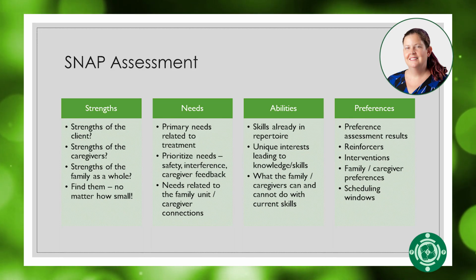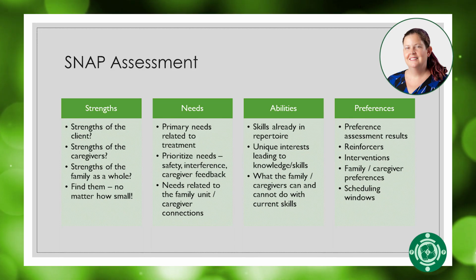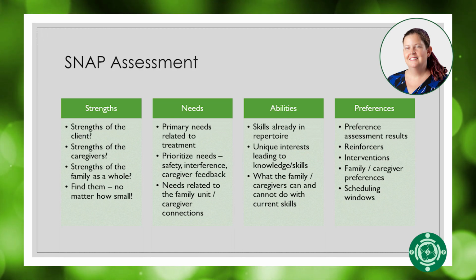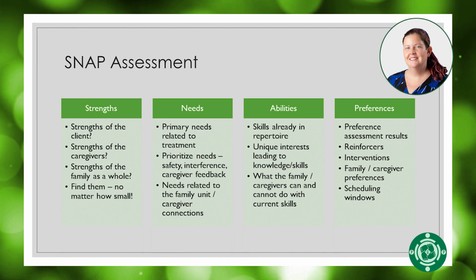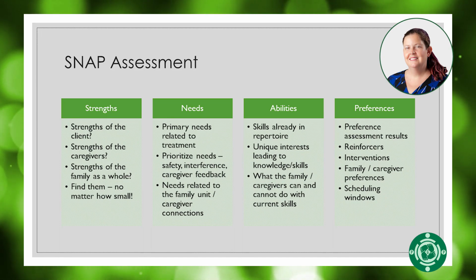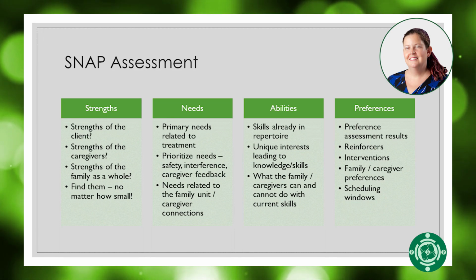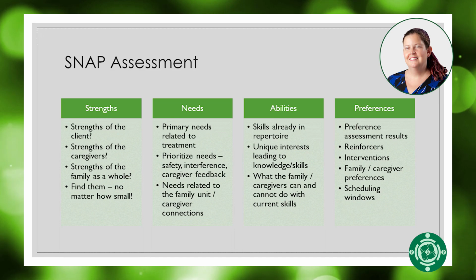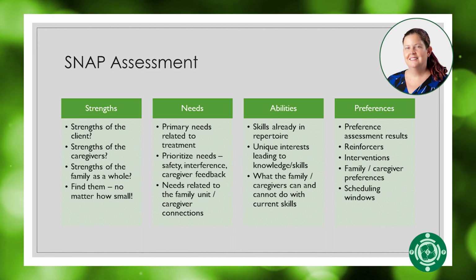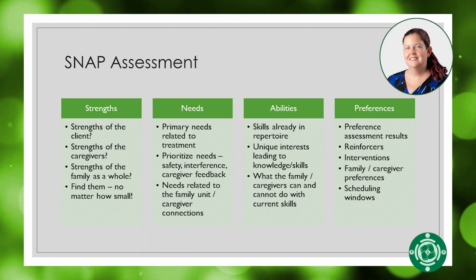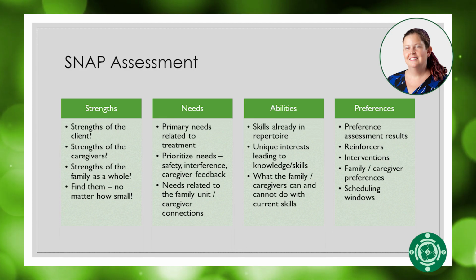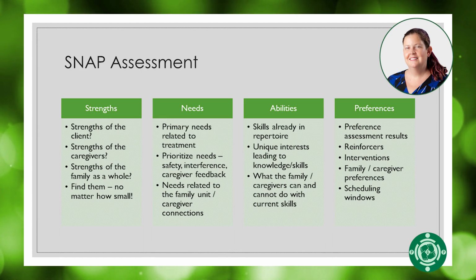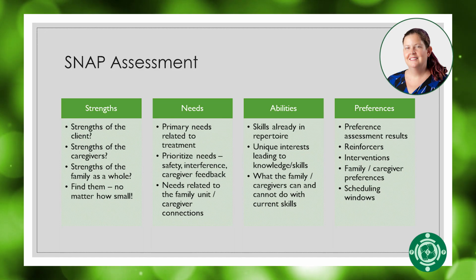For needs, we're looking at what are those primary needs related to treatment. What is the original reason that they wanted ABA to work on? We want to make sure we're prioritizing the needs. Safety first. Then what is interfering with their goals, their ability to be independent? And also, what are the caregivers looking for? Because again, this is a collaborative approach. Make sure that we're looking at what the needs are related to the family unit and caregiver connections as well.